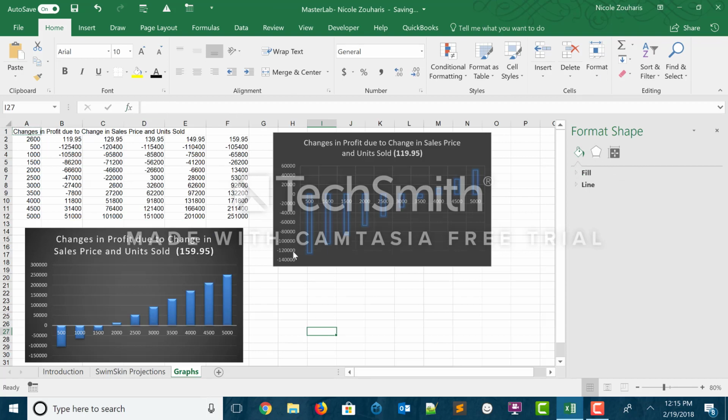And these graphical visualizations will definitely help your viewers understand why it might be good to keep us at $129.95 for right now, because we are breaking even at a decent level of output. And then maybe later on, when we become more impactful in the swimwear industry, we could increase our price to maybe $159.95 and break even at 2,000 units.